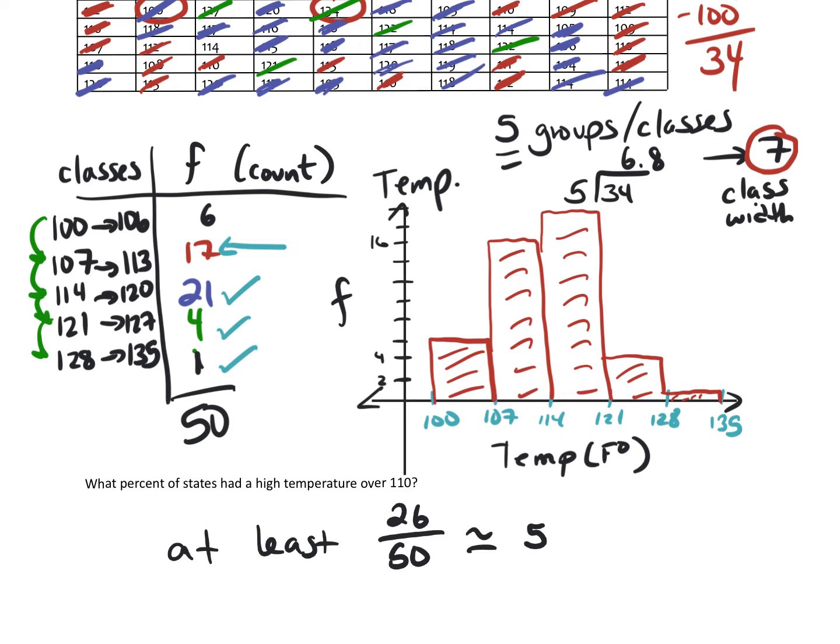No, it's 52%. So it's at least 52%, but again, this bar here, some of them would be 110. So if I wanted to be exact, I'd have to go back through the data. So sometimes histograms, when you group them together, do cause some issues.